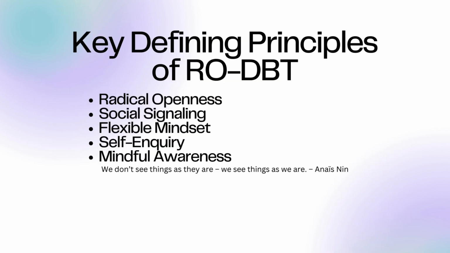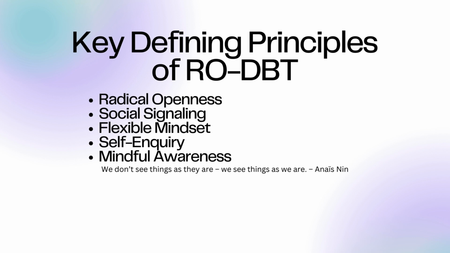So, the key defining principles of RODBT. It starts with radical openness, which involves being open to experiencing emotions, thoughts, and behaviors that may feel uncomfortable or uncertain. This openness is essential for fostering genuine social connections and breaking down the barriers created by over control. RODBT places a strong emphasis on social signaling, which refers to the nonverbal cues and behaviors that communicate emotional states and intentions to others.